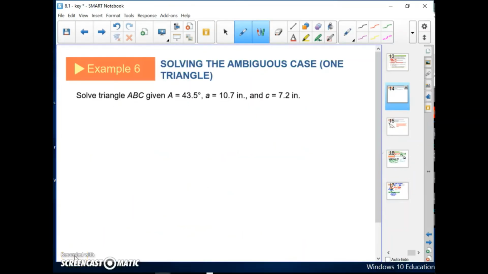Example 6, solving another triangle. First thing I'm going to do is try to draw it. It says angle A is 43.5 degrees, side A is 10.7, and side C is 7.2 inches.